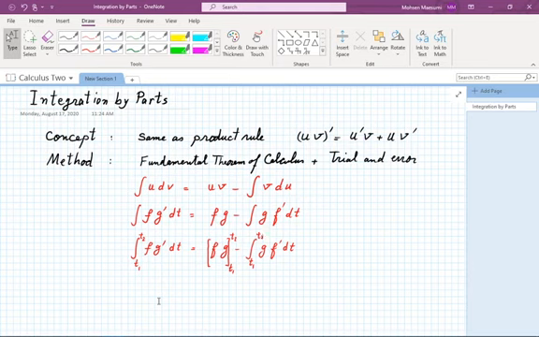The concept of integration by parts is something that you have seen in Calculus 1. It's a very basic idea of product rule. You remember how to do the derivative of a product. If you have a product, you want to differentiate it. You differentiate the first times the second plus the first times the derivative of the second. That is at the root of what is called integration by parts in Calculus 2.